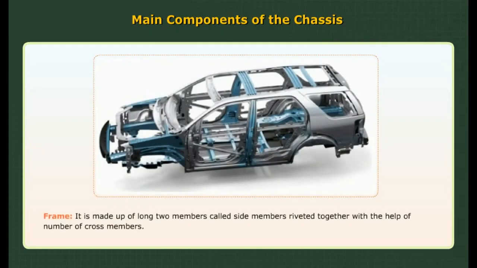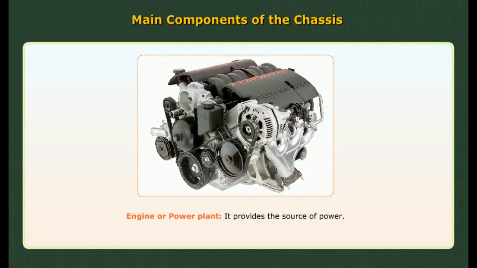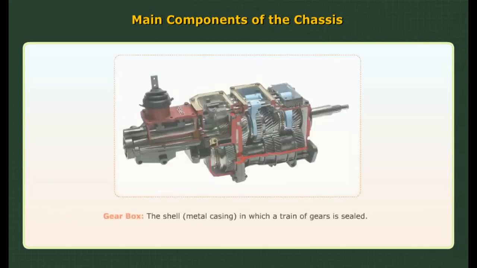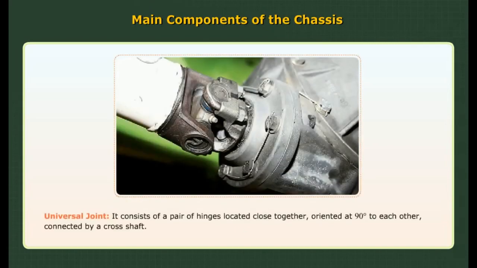Frame. It is made up of two long members called side members, riveted together with the help of a number of cross members. Engine or power plant. It provides the source of power. Clutch. It connects and disconnects the power from the engine flywheel to the transmission system. Gearbox. The shell, a metal casing in which a train of gears is sealed.